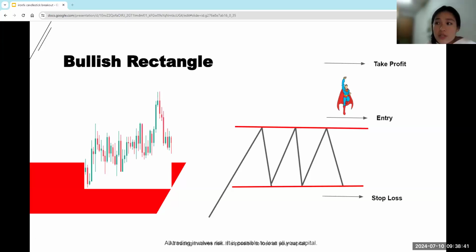Okay, so for your stop loss, we would normally recommend you to place it below the lower band of your formation. Your entry, as we mentioned earlier, would just be as long as it breaks above that upper line, and your take profit would just be anywhere above it.